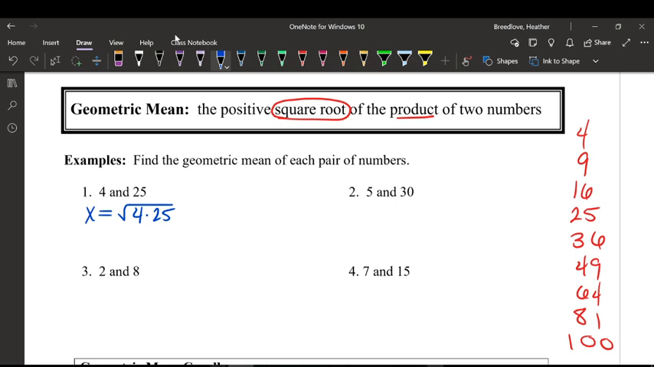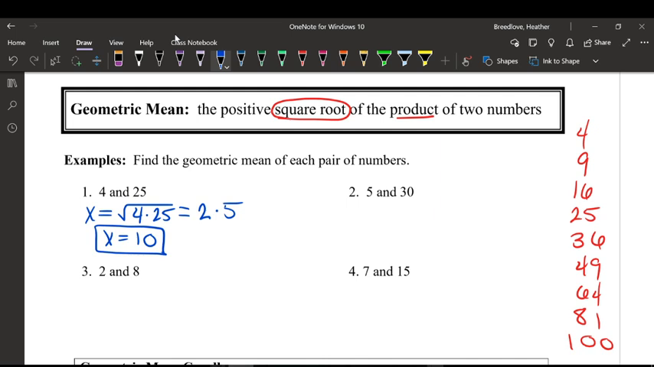So if the square root of 4 is 2, and the square root of 25 is 5, then x equals 10. Or if I multiplied them together, 4 times 25 would have been 100, and the square root of 100 is 10. So either way, I would have got to the same answer. But whenever you do the geometric mean, if you see a perfect square, go ahead and take the square root of that number.